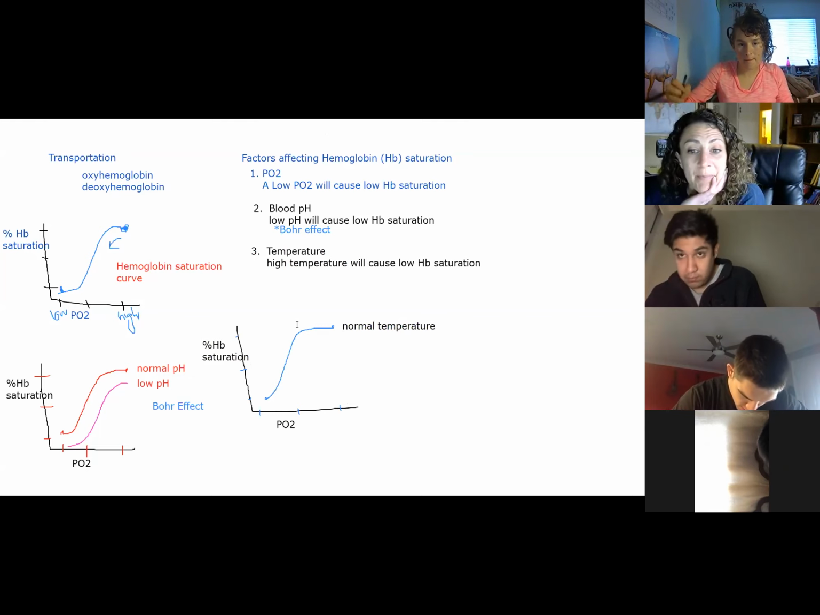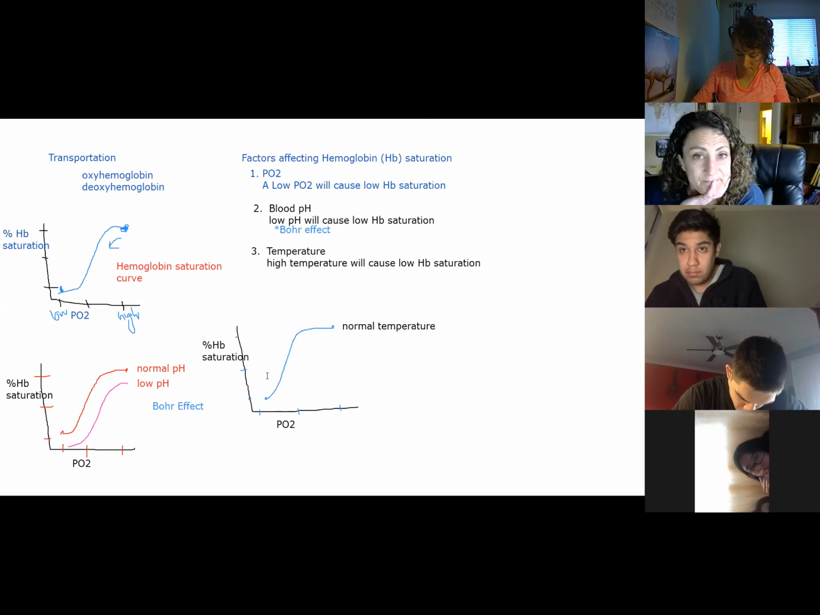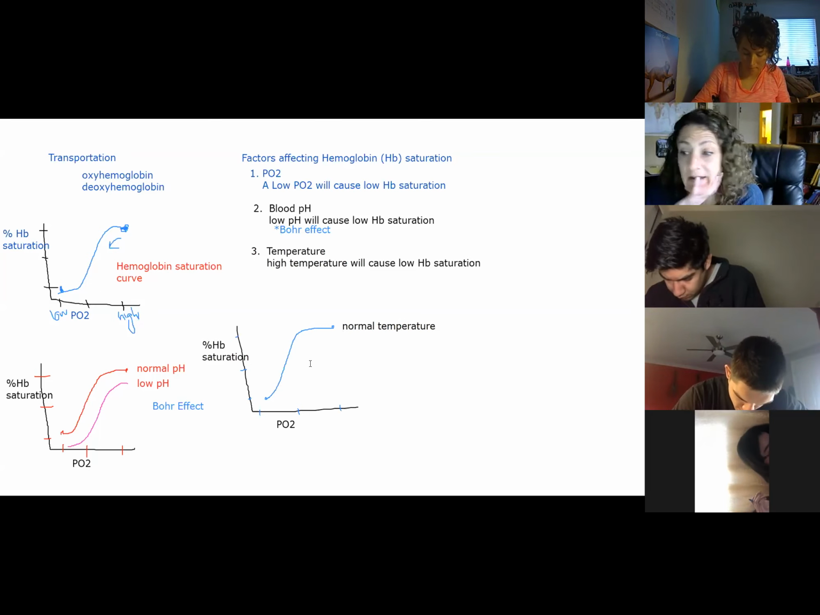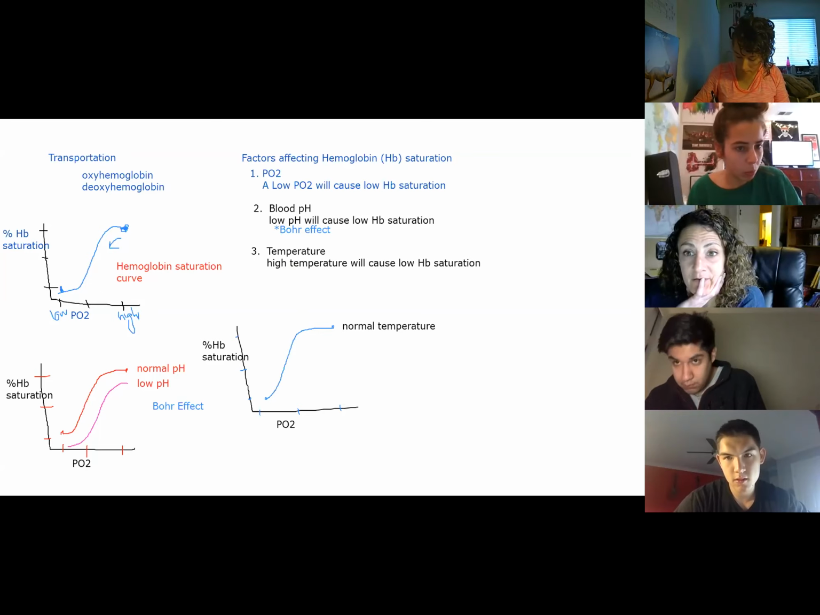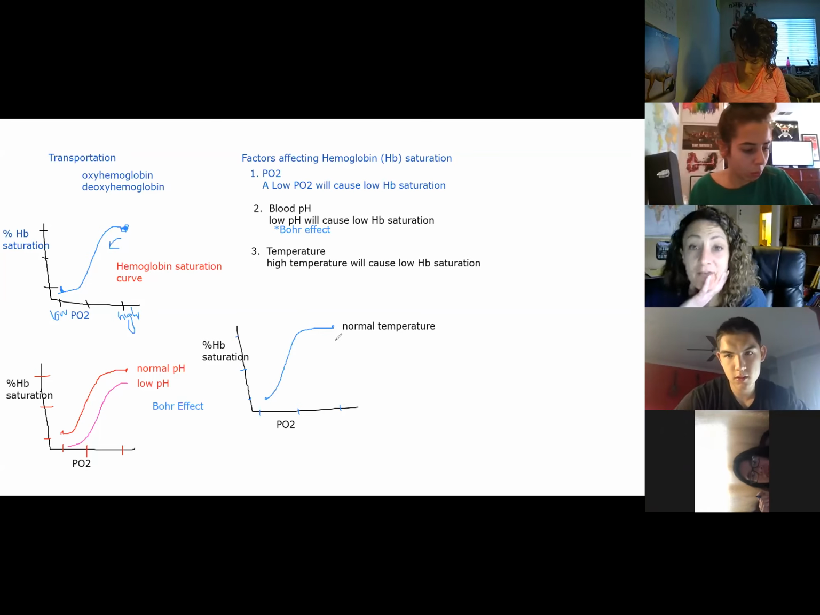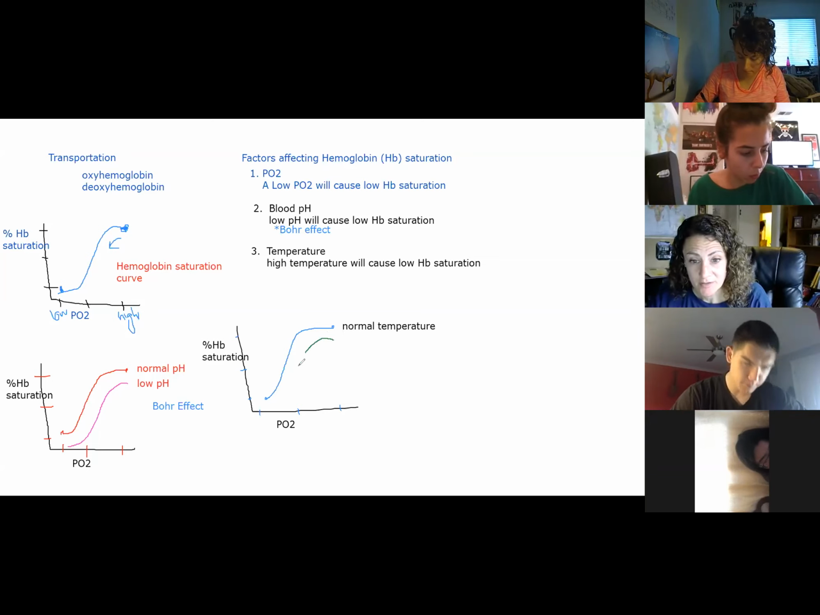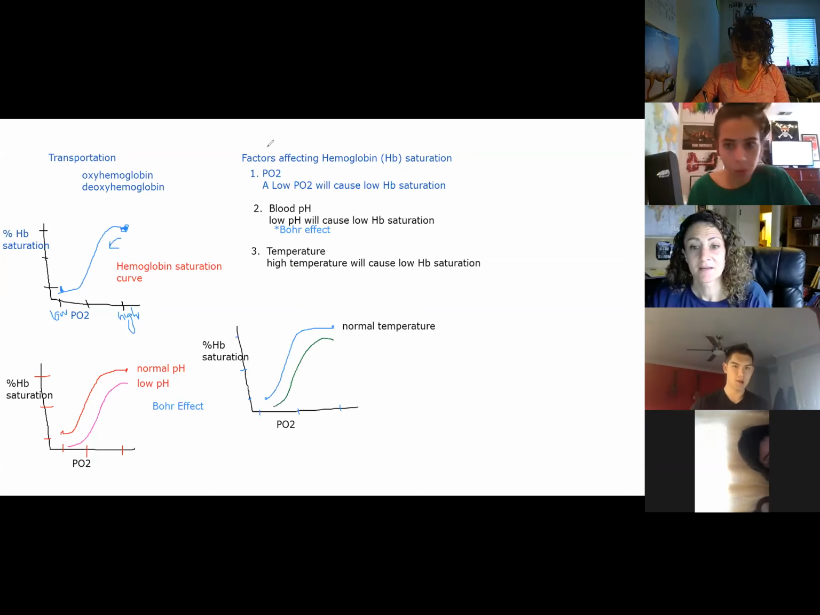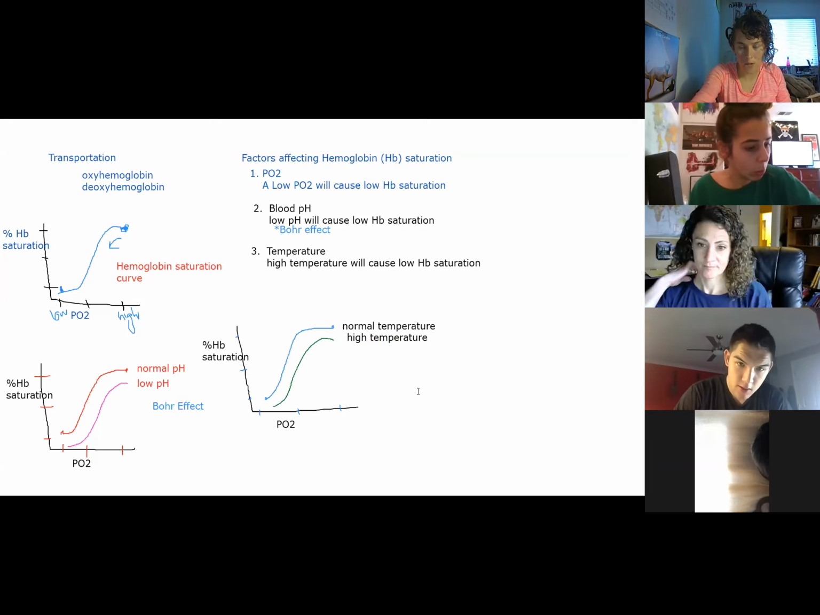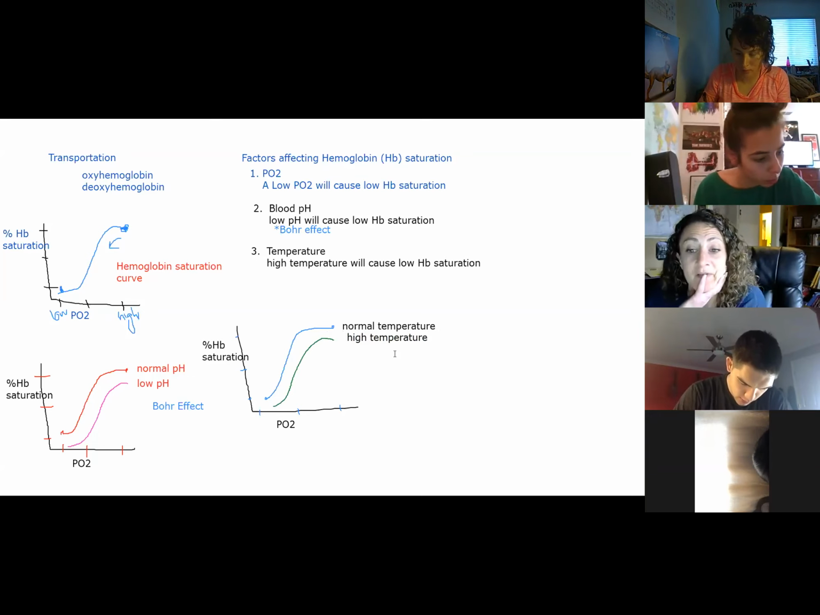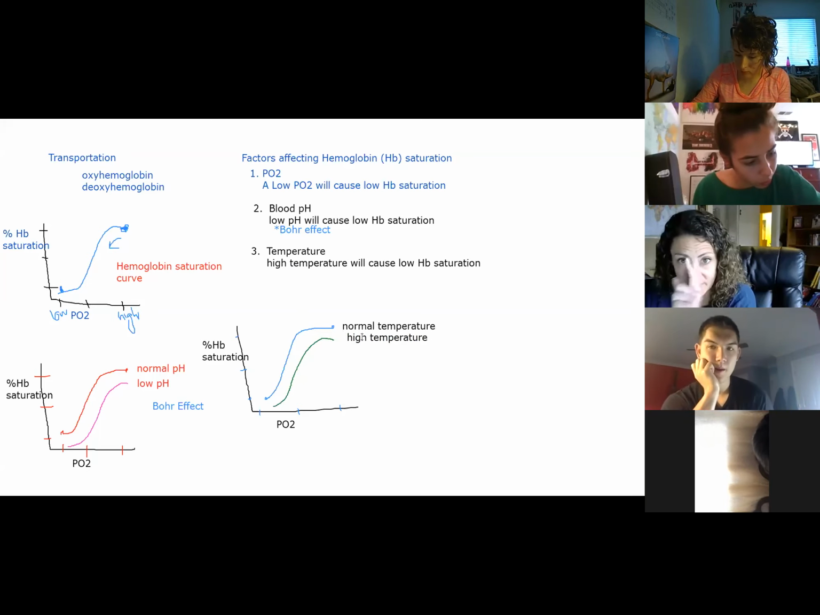Will that curve be above or below the normal temperature curve? Above. Below. Okay, I heard above and below. Which one is it? Below. Okay. What does it mean to move down on this graph? You have a lower saturation. Right. It means a lower saturation. So higher temperature is going to give us a lower saturation. So this is high. Okay, so higher temperature means lower saturation. So as temperature increases, saturation decreases.